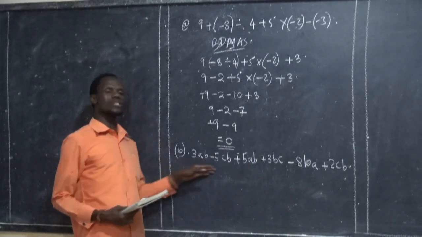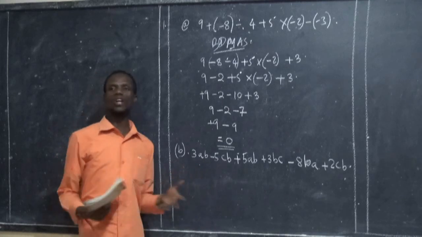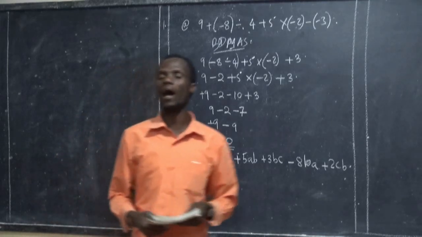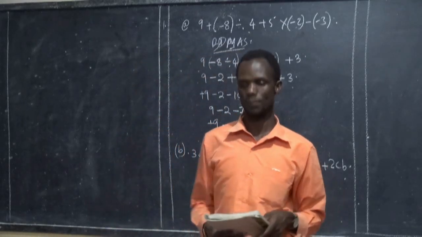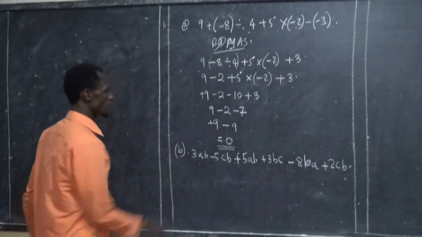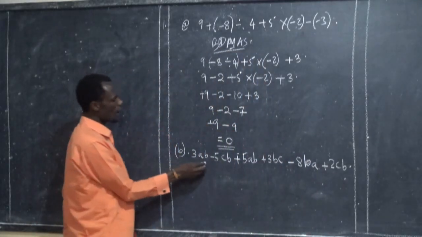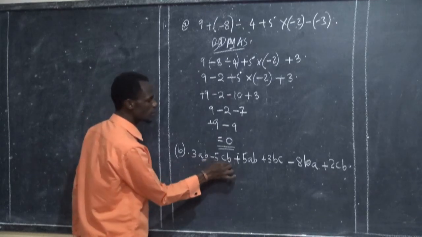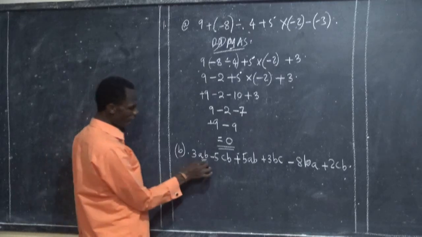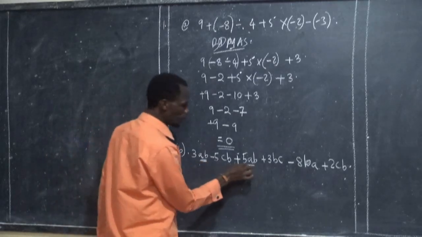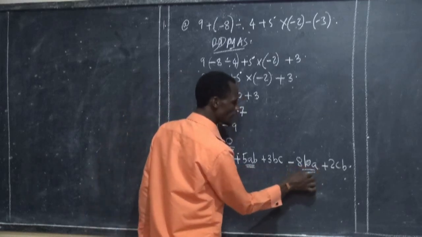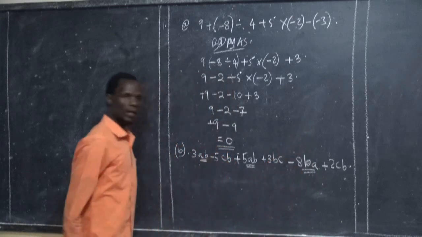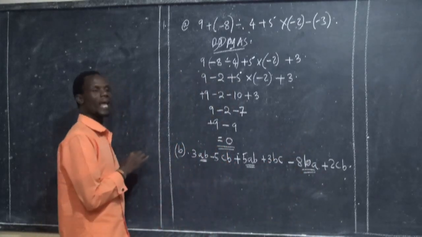Now, you've been taught to simplify. To simplify is all about collecting the like terms together, and then if possible, you simplify those numbers which are existing over there. When you look at this expression, you find we have AB and BC or CB. So AB, then here AB, then here AB. BA is just like AB. In short, we collect the like terms.